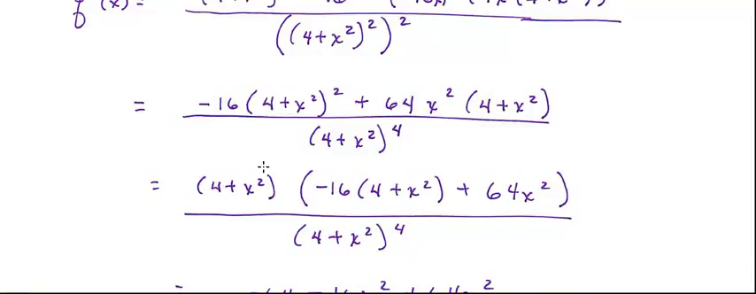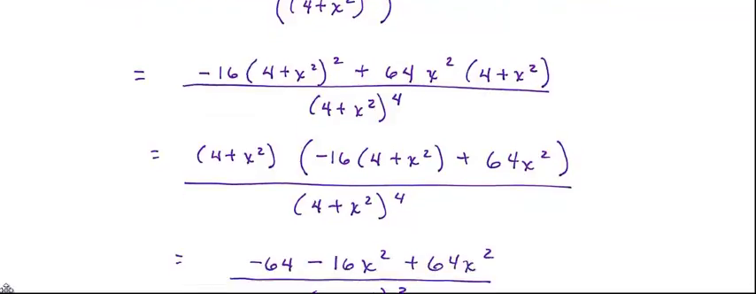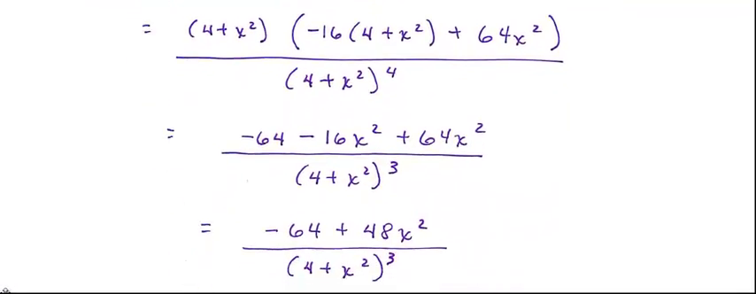Notice that this cancels with one of those, and it leaves me a cube here. And in the numerator, if you distribute this, you have a negative 64. I don't know if I can make this come on down. Yes, I can. Yay. So I have a negative 64 minus 16x squared plus the 64x squared.